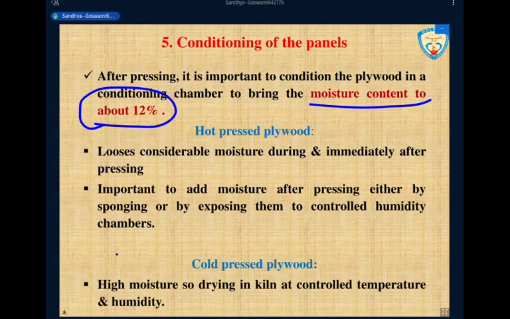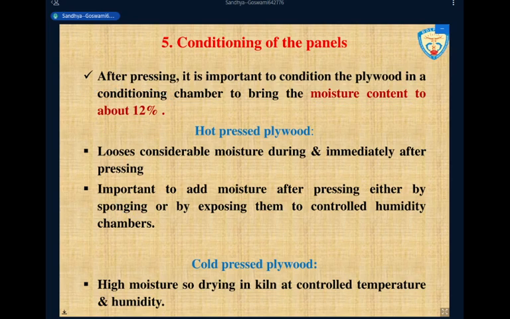Now 12% maintenance is required because this is the moisture content at which there will be no dimensional change in the wood. If moisture content goes beyond 12%, then slowly there will be a change in the dimension, and your wood also becomes crooked, right? That is why moisture content should be at around 12%. That is what we need to maintain in conditioning of panels.